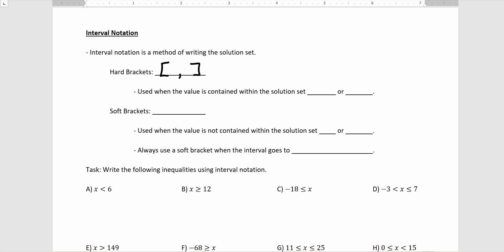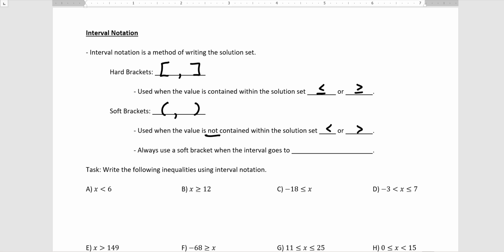They're hard angles here. Now, they're used when the value is contained within the solution set, which means, again, less than or equal to or greater than or equal to, right? If the value is equal to as well as the less than or greater than, that's when we're using hard brackets. Soft brackets really just look like parentheses. They look like so. And that's used when the value is not contained within the solution set, so strictly less than or strictly greater than.